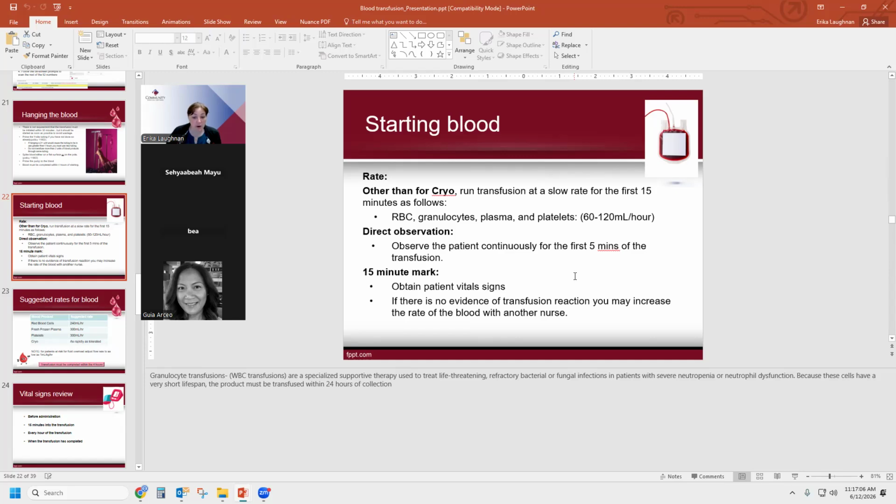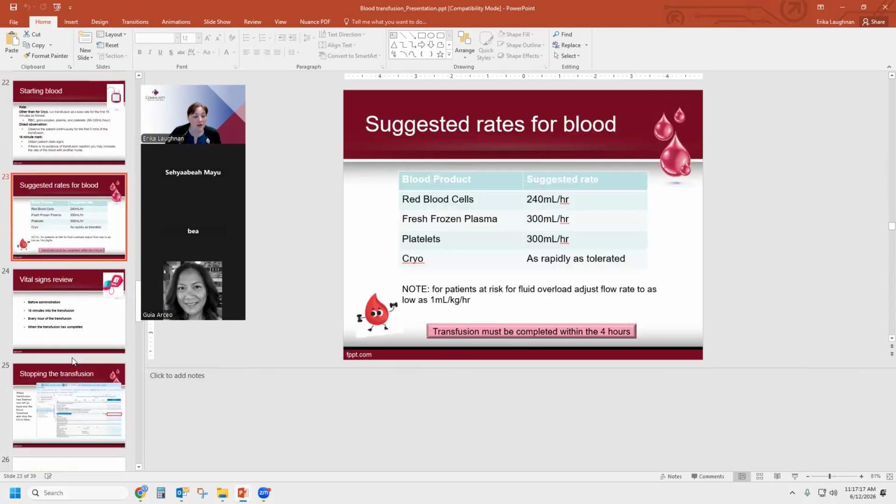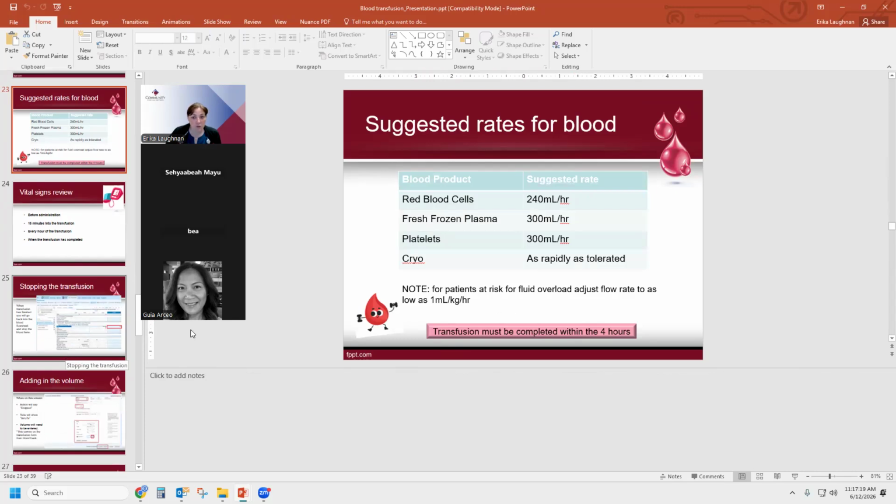And then at the 15-minute mark, you need to do your vital signs again, right? And if there's no evidence of transfusion reaction, then you can grab another nurse and change your rates to the higher rate, excuse me. So when you're looking at the higher rates, these are suggested right out of the policy. These are the rates that you don't want to run past if you can help it. These are the suggested rates, okay?